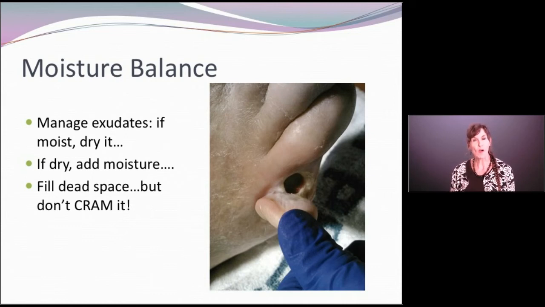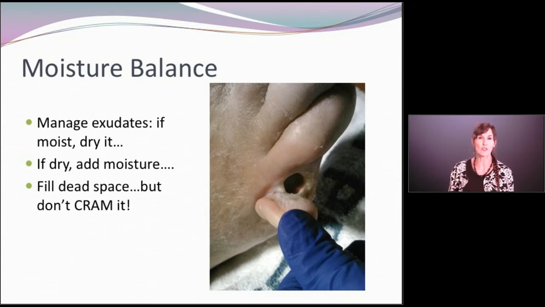The important thing also is that if you have dead space in the wound, as we talked about before, sometimes you can have depth in the wound. You can also have undermining or tunneling in some cases. And as part of moist wound healing, the way to manage wounds and maintain moisture balance is to make sure that you're filling that dead space with an appropriate product. And the key is not to jam as much as you possibly can into that wound. You want to gently fill that dead space.